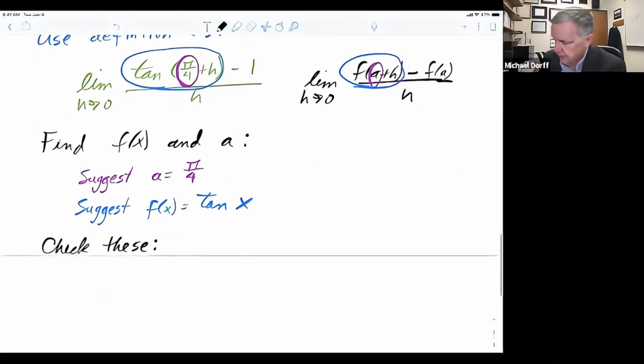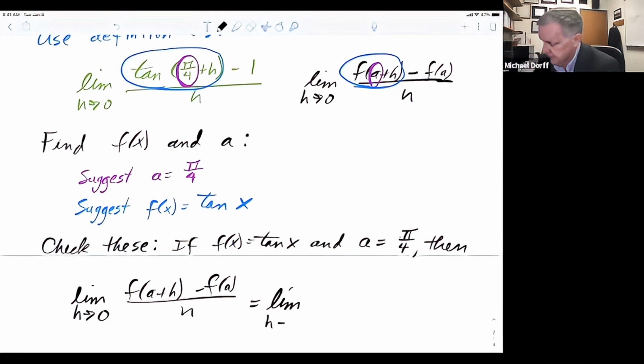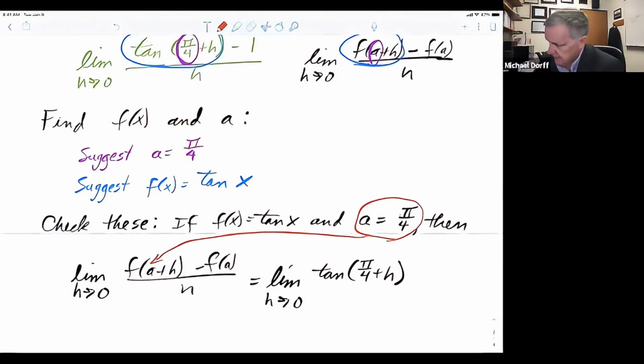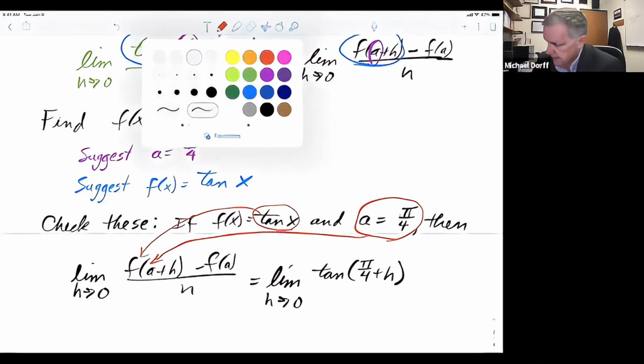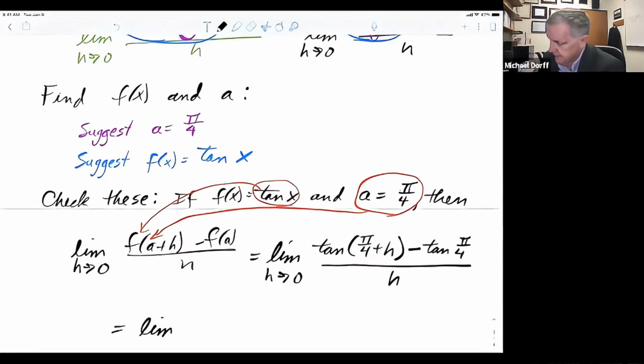So if f of x equals tan x and a equals pi over 4, then I use definition number 1, the limit as h goes to 0 of f of a plus h minus f of a, all over h. What does that equal? I have the limit as h goes to 0, and I'm going to put in f of a plus h, which is tan of pi over 4 plus h. And then I have minus f of a, so minus the tangent of pi over 4, all over h.